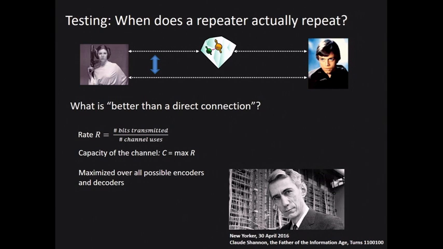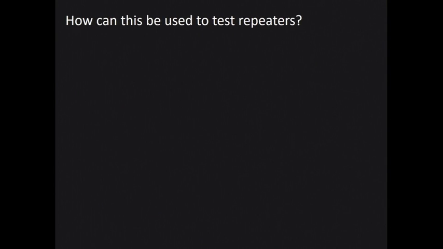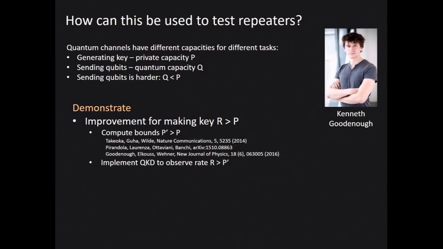All right. So of course, one could now do an experiment that says, I want to demonstrate that the rate of communication with the repeater is larger than the capacity of the direct connection. And this can be done. For example, one way to do this for sending key, so this is one of my students, Kenneth, who has also derived some bounds for capacities for producing keys, the private capacity, is that you compute a bound on this, and then you implement a quantum key distribution scheme to observe that the rate of producing key is larger than the rate that you calculate from the direct communication channel.